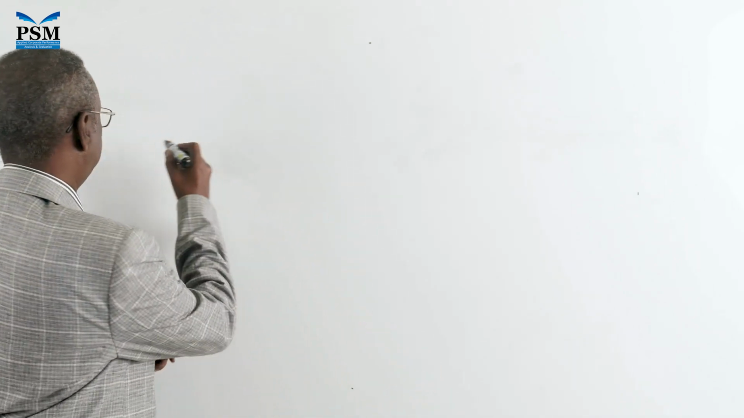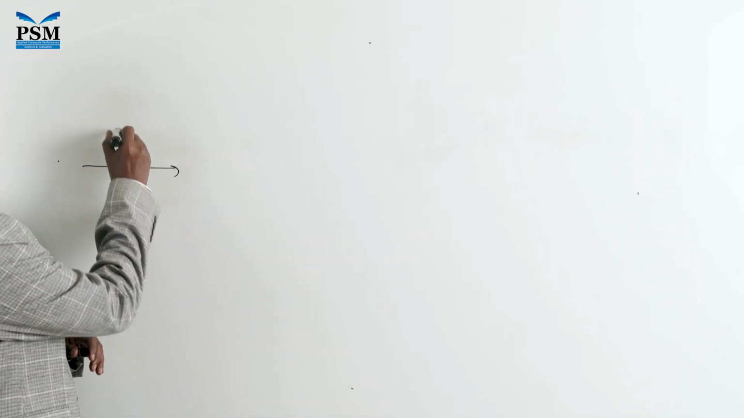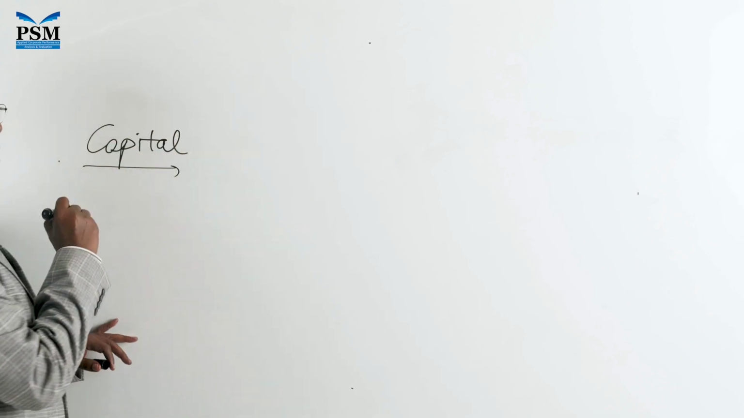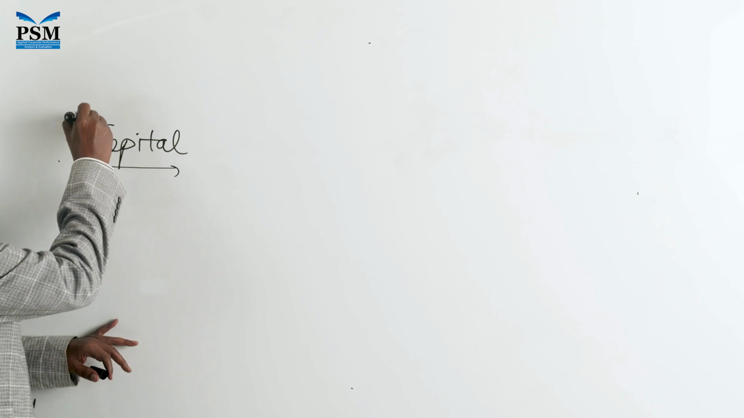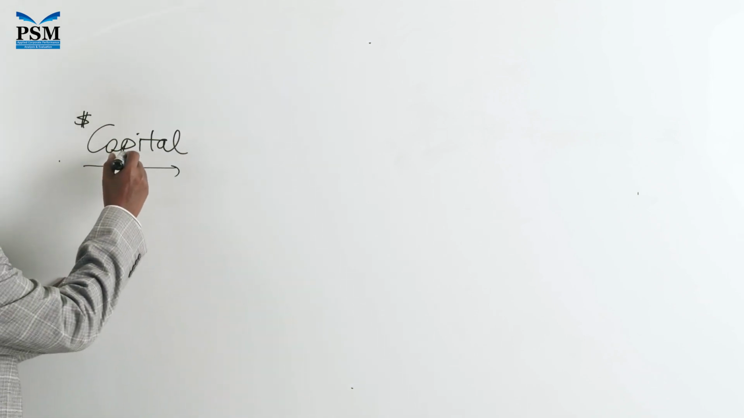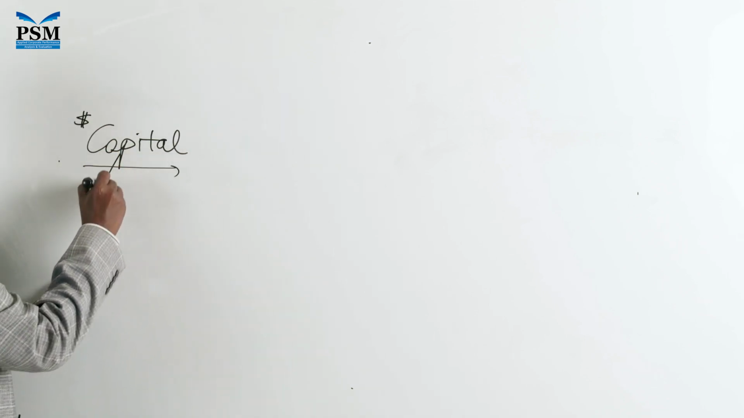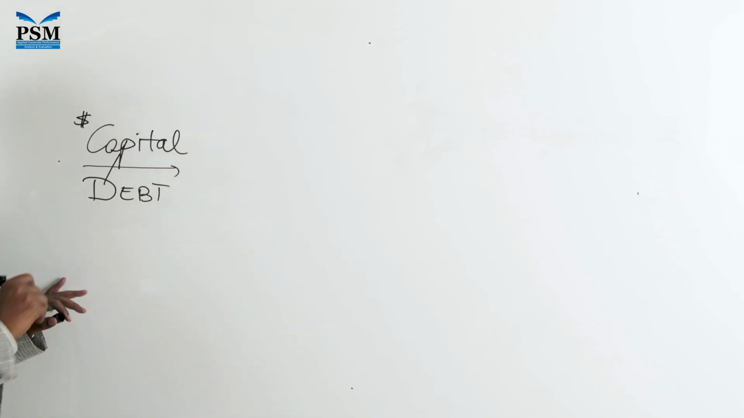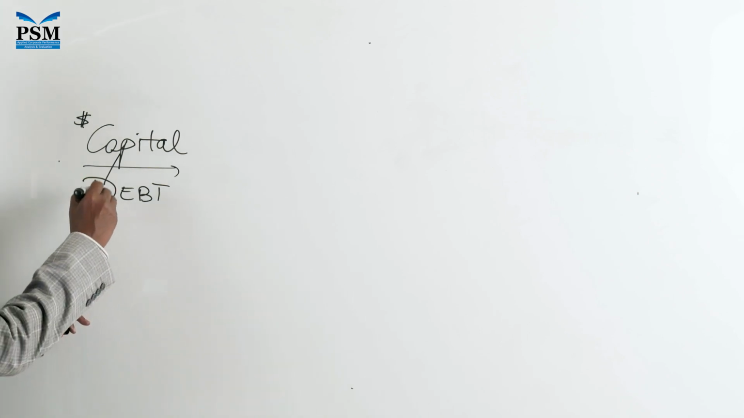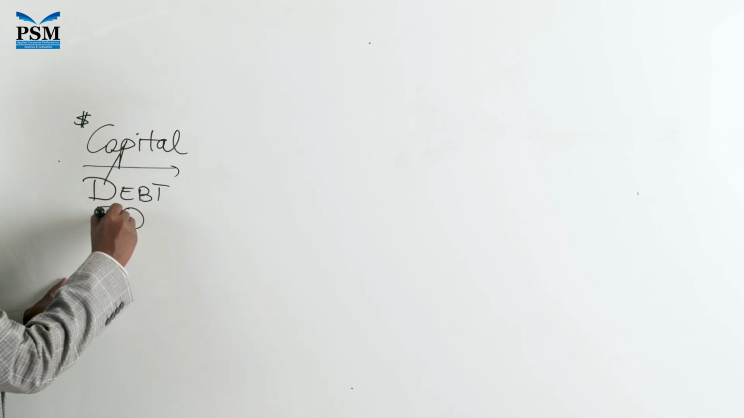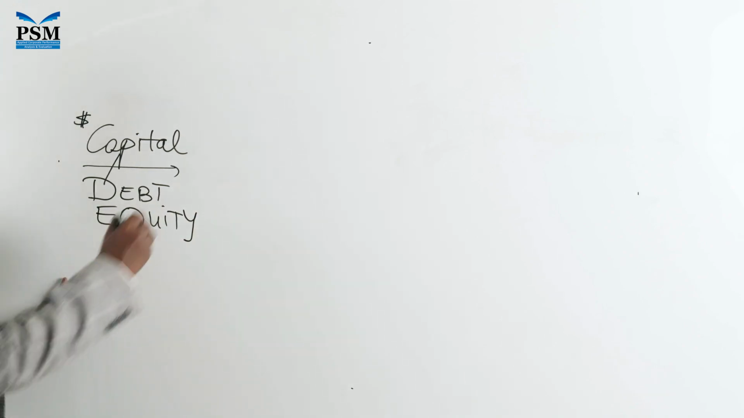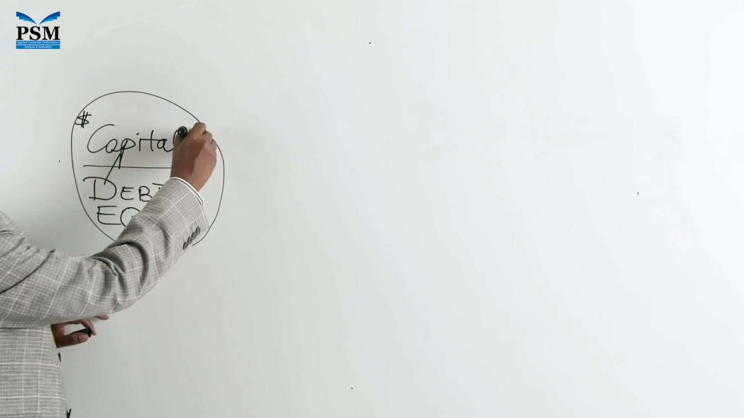To illustrate the process, the company takes in capital. Capital in the form of money. That capital may be in the form of debt, borrowed money from the lenders, or in the form of equity, money invested by the owners. This is the total input.